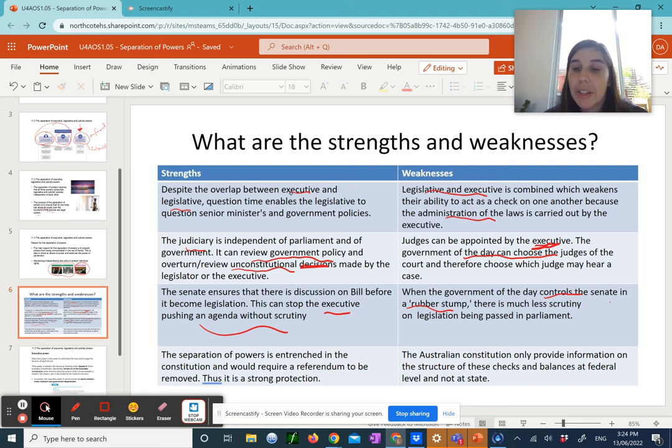And lastly, the Australian Constitution only provides information on federal government or checks and balances at the federal level. So there's nothing to say that at a state level, and we know the states actually have a fair bit of power, that they're actually getting a check from it. So it's problematic in the sense that it doesn't cover all levels of power in Australia.